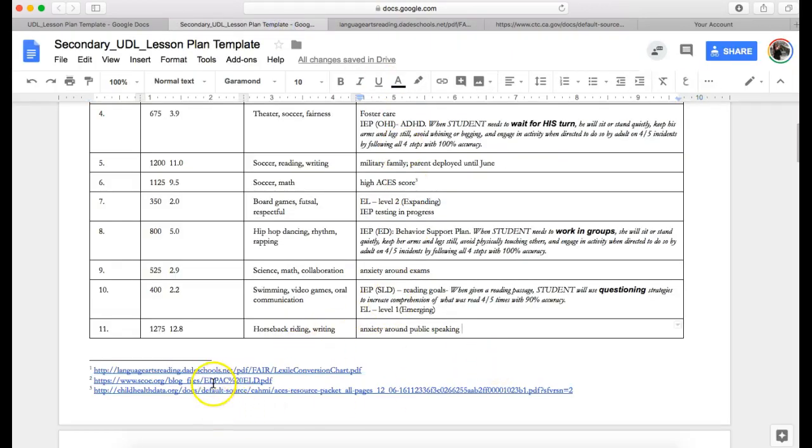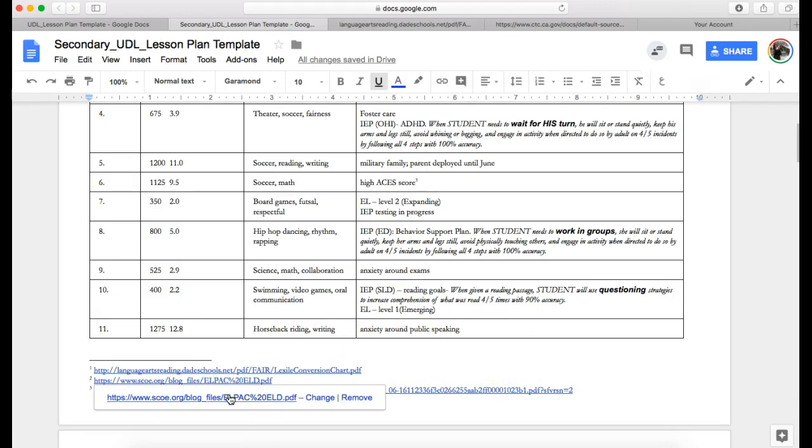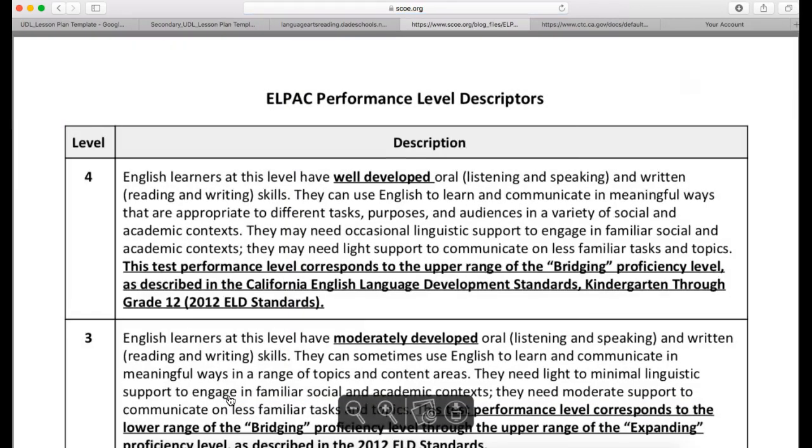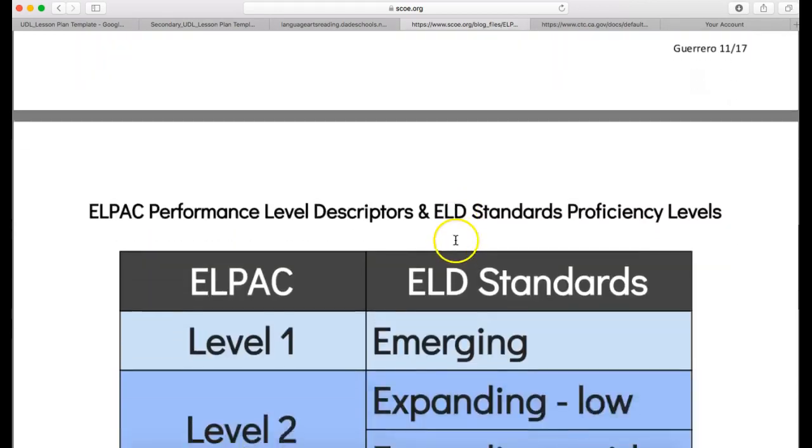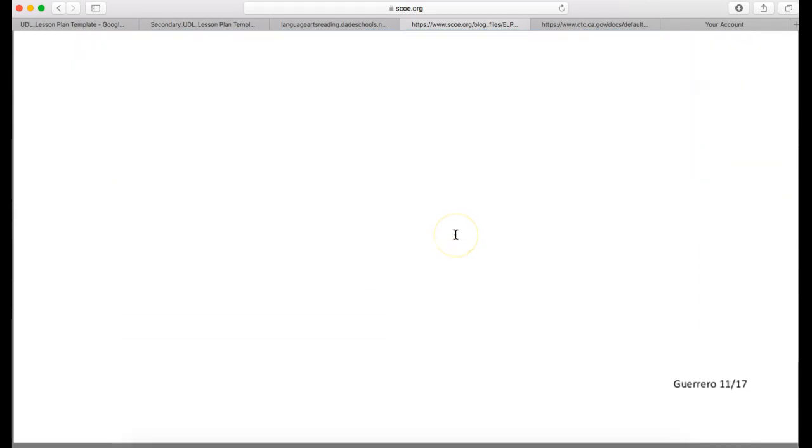Another one that we have in there is, let me just pull this up, the ELPAC. And they are now using this when they're looking at the California English Language Development. And so this will help you in your planning to find out, if you have an English language learner, what type of supports they need and what you can do there.